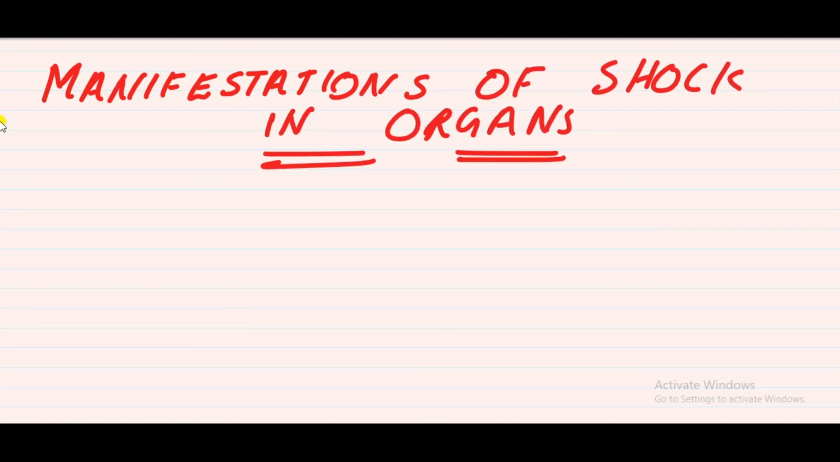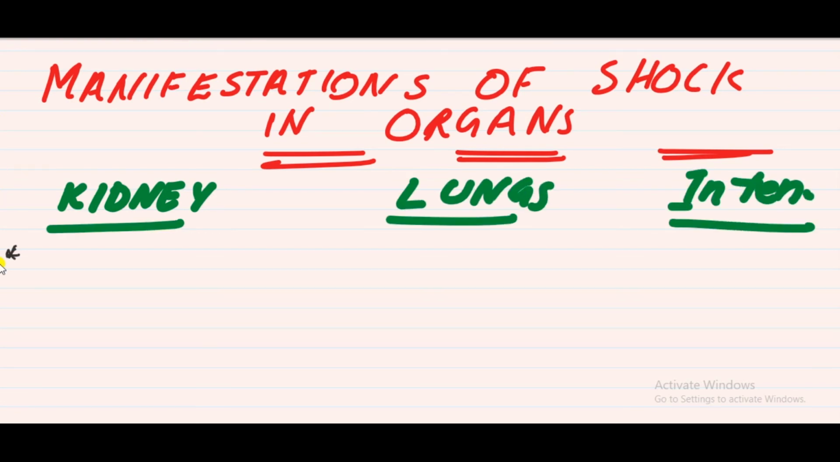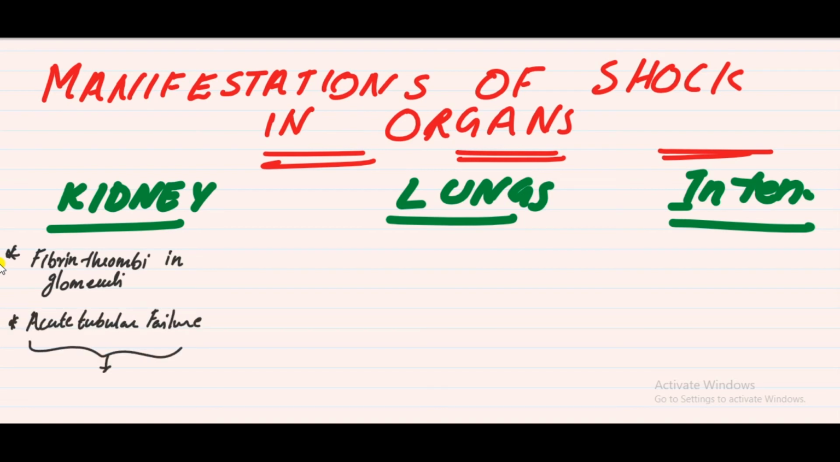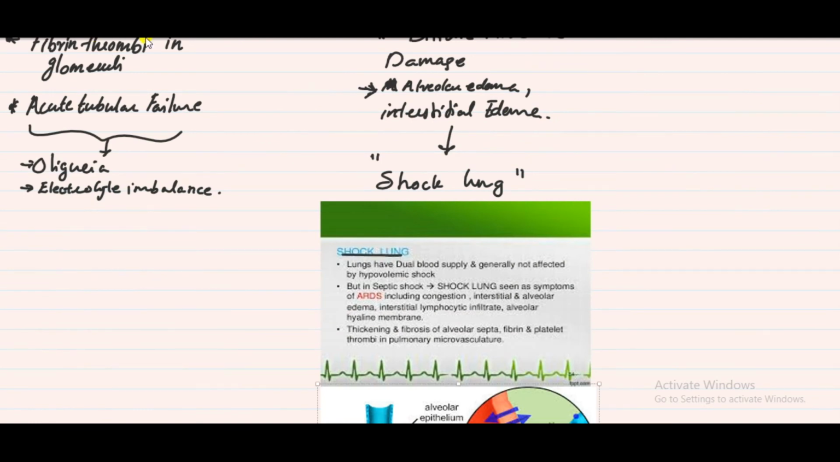The organs show various manifestations of shock: in kidney, in lungs and intestine. The kidney shows fibrin thrombi in glomeruli, and ultimately acute tubular failure ensues, which causes oliguria and electrolyte imbalance. Lungs undergo diffuse alveolar damage known as shock lung. We can see alveolar edema and interstitial edema. Lungs have a dual blood supply, generally not affected by hypovolemic shock, but in septic shock, we can see shock lung. It is associated with ARDS, and the final process of inflammation is healing or fibrosis.